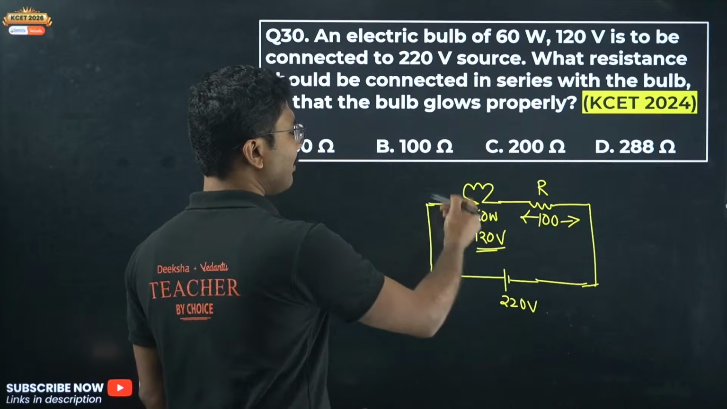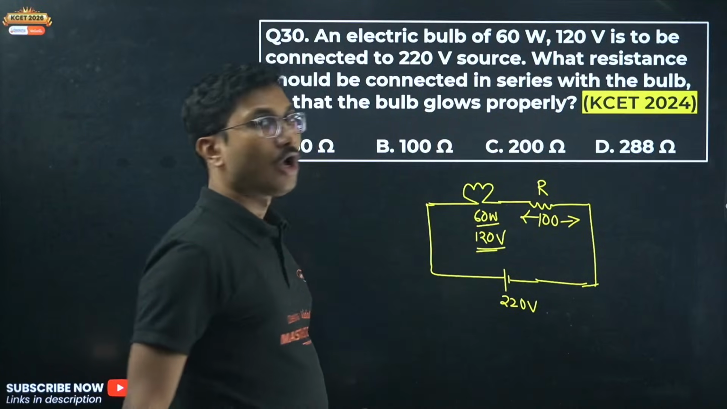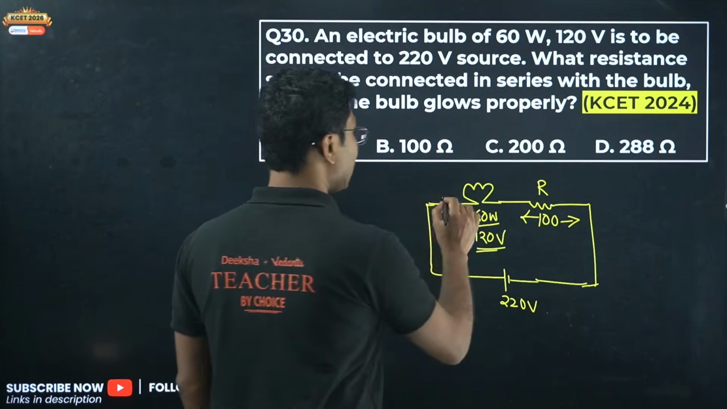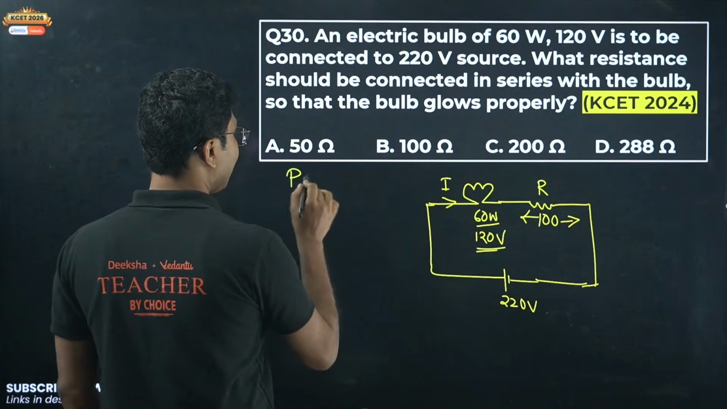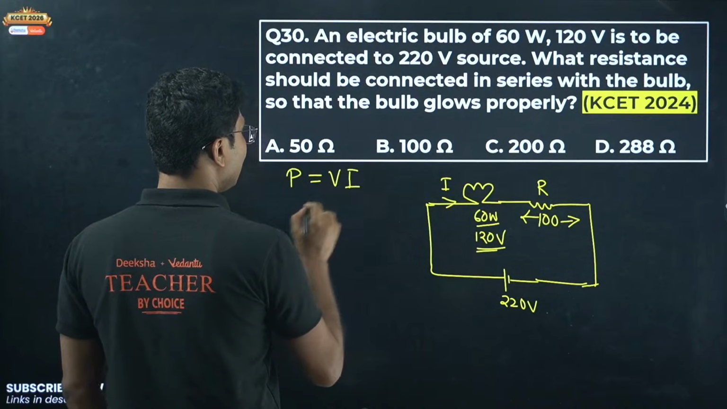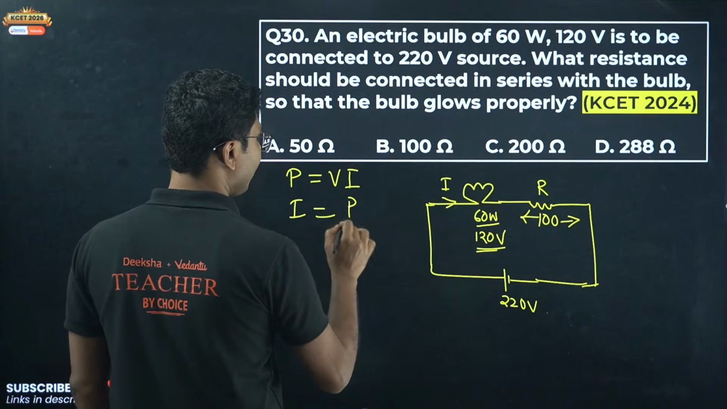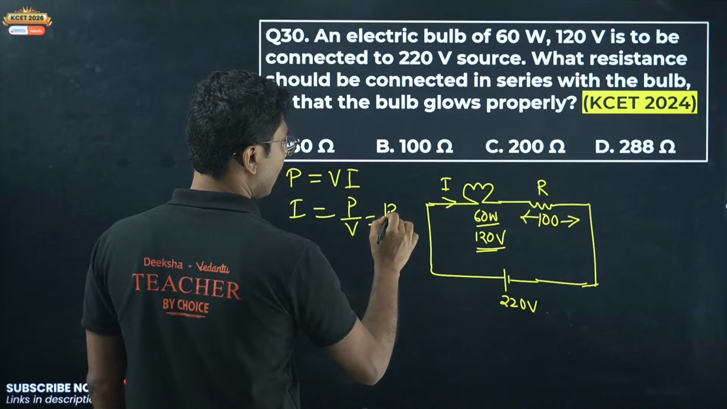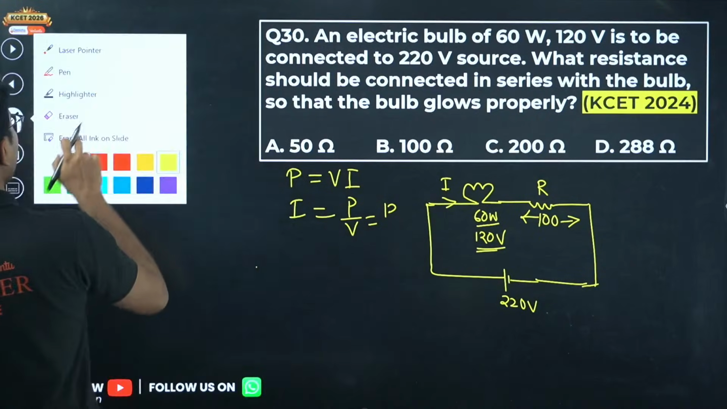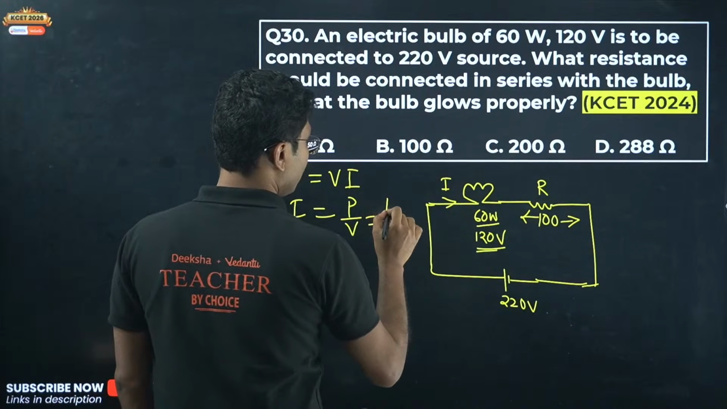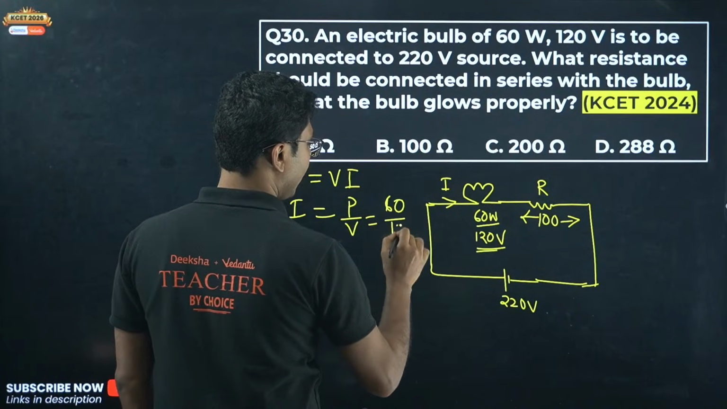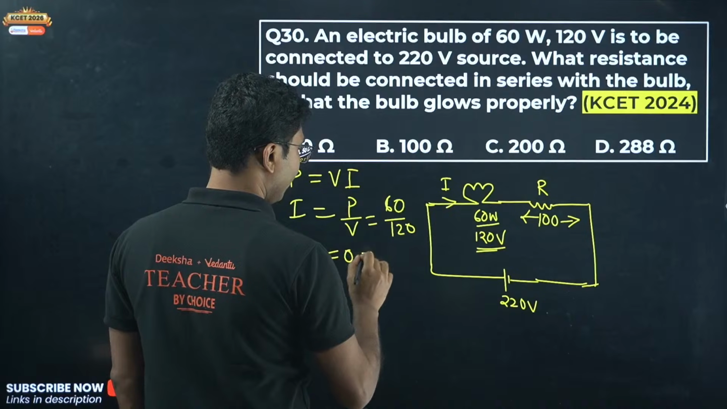Now, because the bulb has a fixed power rating, the current through the circuit should also be the same as the current rating of the bulb. So current is given by power divided by voltage. Power is 60 watt and voltage is 120. So 60 divided by 120, that is 0.5 ampere.